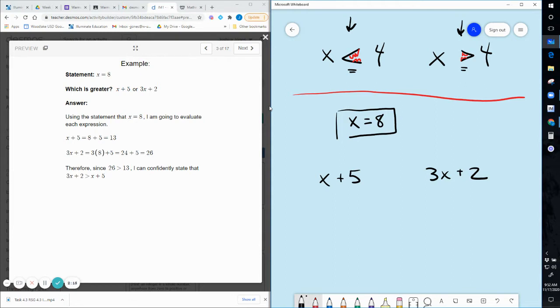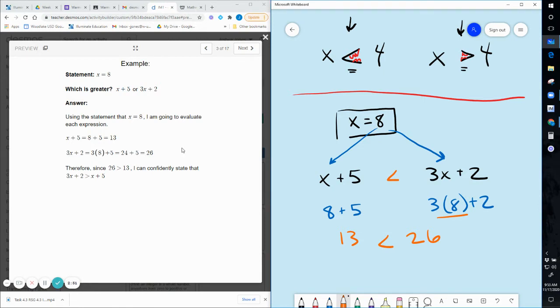So how do you figure that out? We already know what x equals, so we're going to plug it in. Plug in 8 there, plug in 8 there, and see which side ends up being bigger. Go ahead and solve both sides. 8 plus 5 is 13. 8 times 3 is 24, plus 2 is 26. So obviously that's bigger. That's literally all this example is saying: just plug it in. Since 26 is bigger than 13, you know that 3x plus 2 is bigger than x plus 5.